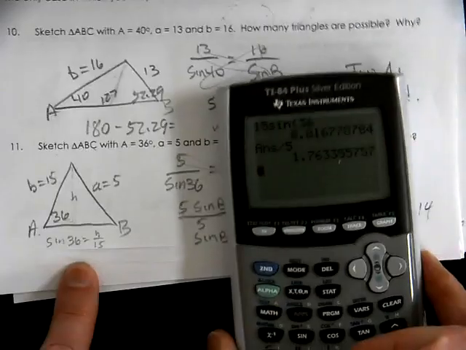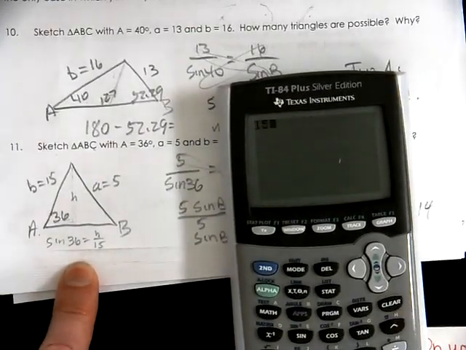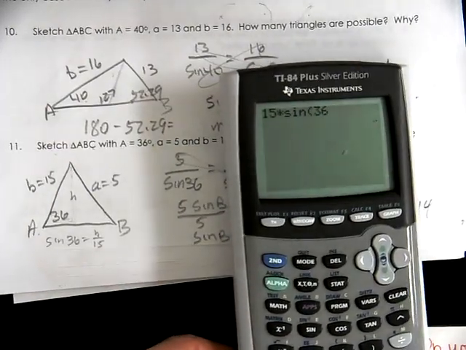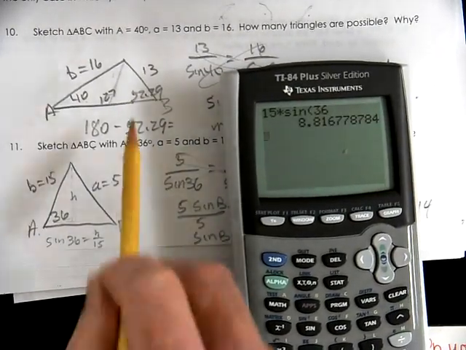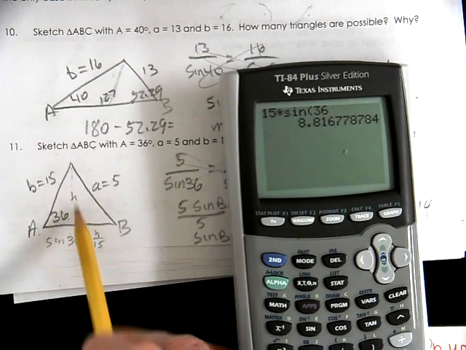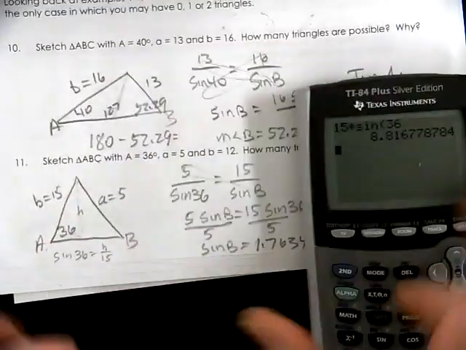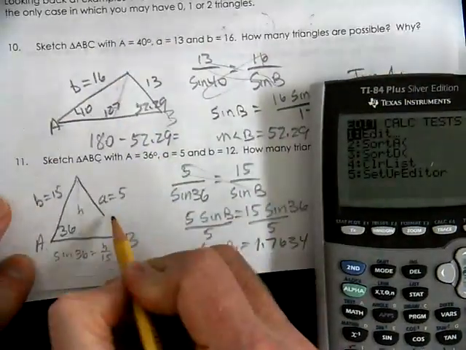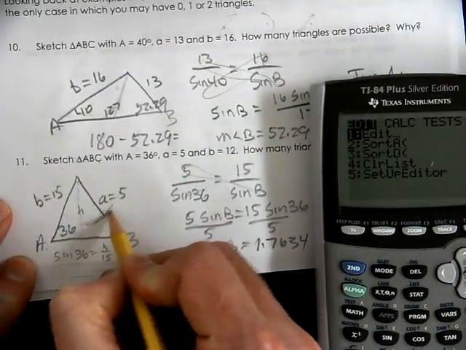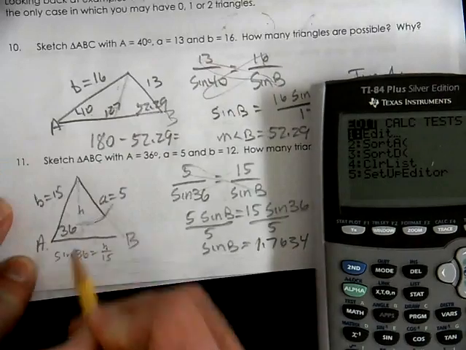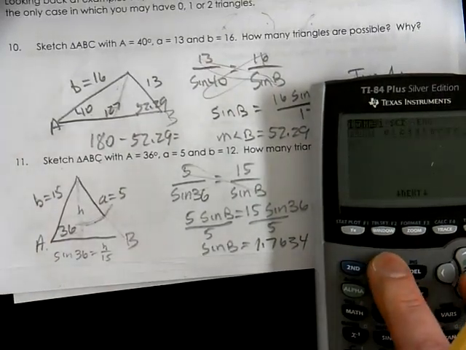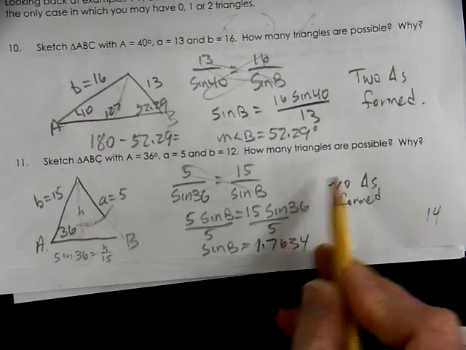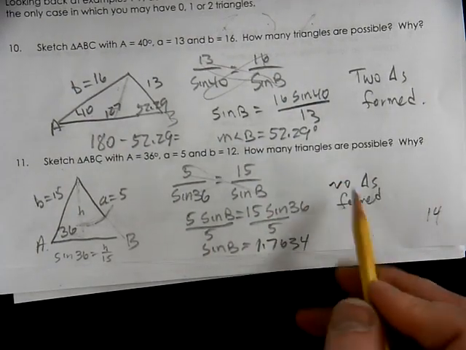You could think back here to taking your 15 and timesing the sine of 36. And we have a length of 8. So if this is a length of 8, then a slanted 5 is never going to touch. This 5 would swing, swing, swing because the height is 8. So because we got 1.7, you can stop right there. No triangles formed.